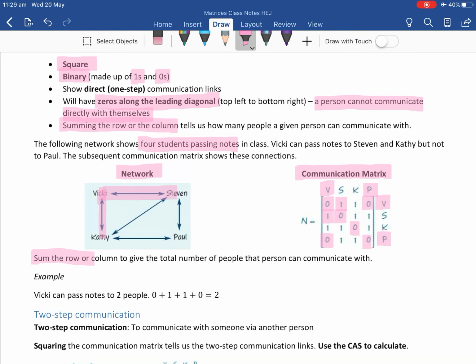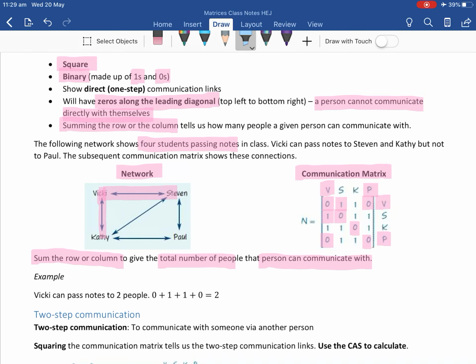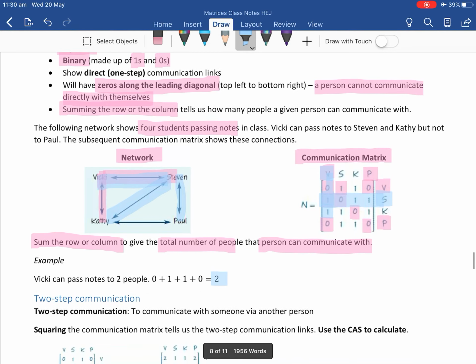And the sum, like that last point, the sum of a row will tell you the total number of people that that person can communicate with. So, for example, Vicky, looking down the column here, there's 1, 2, so that means Vicky can pass notes to 2 people, which we sort of knew. If you want to look at a row, let's look at Stephen's row. If you add up all those across there, you've got 1, 2, 3, that shows that Stephen can pass notes to 3 people, which is correct, because if you look at the network, he can pass notes to all 3 of those people. So that's one-step communication.